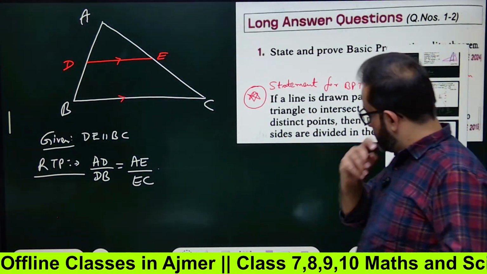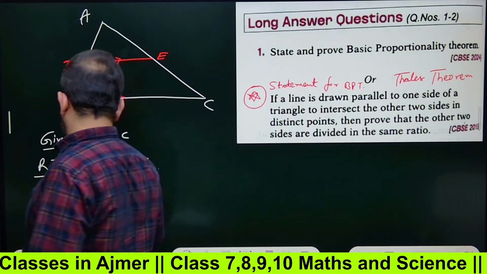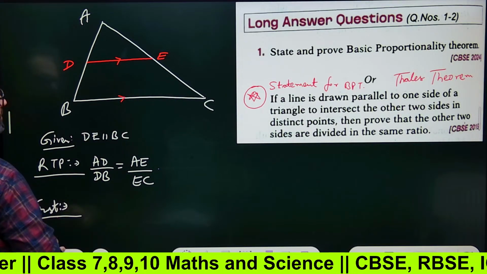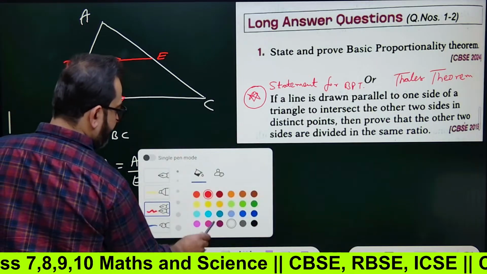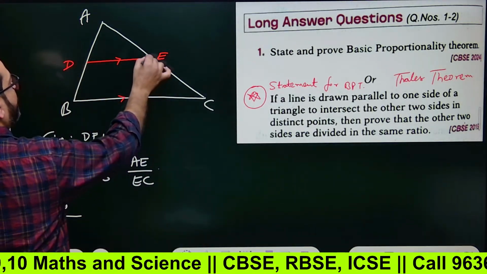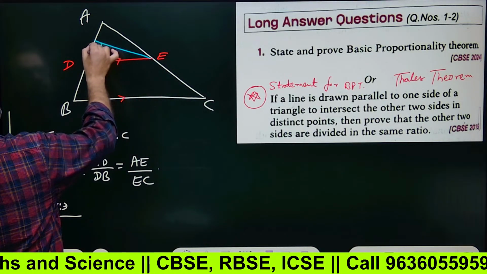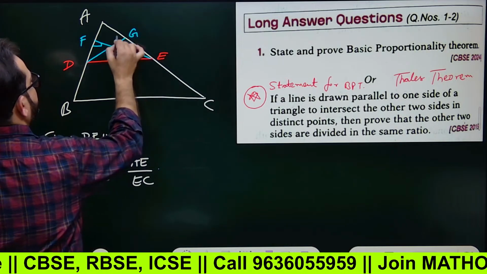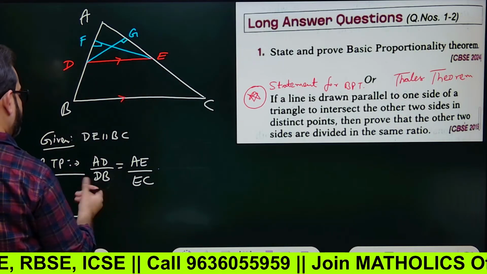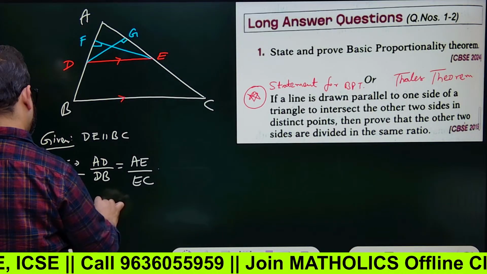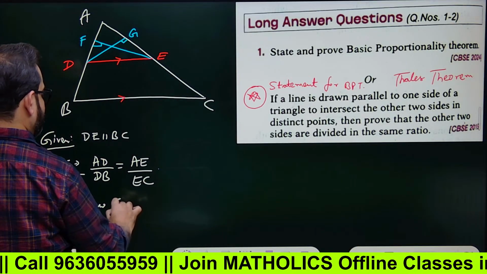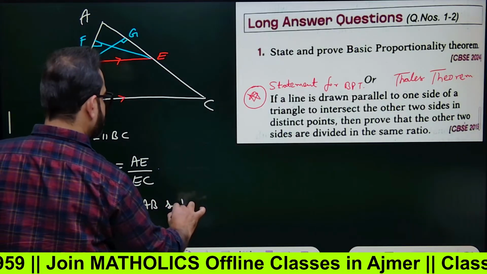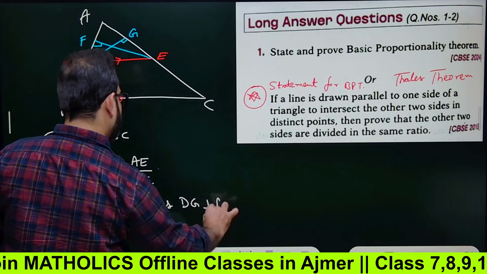Okay. So for this, we'll have some construction. And what will be the construction? We have to draw EF and DG perpendiculars. Draw EF perpendicular to AB and DG perpendicular to AC.